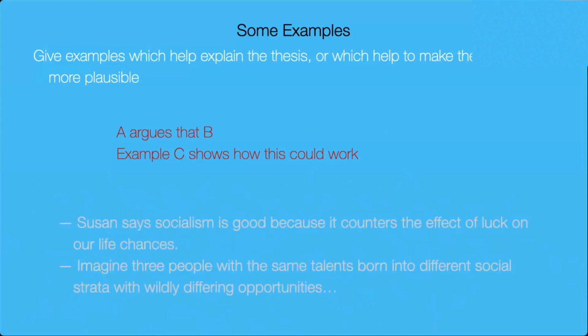So Susan says socialism is good because it counters the effect of luck on our life chances. And then I can have an example or a thought experiment. Imagine three people with the same talents, born into different social strata, with wildly differing opportunities, etc. And then you can say, this is a great thought experiment or an actual example, if you can find one, for why Susan's argument is persuasive.